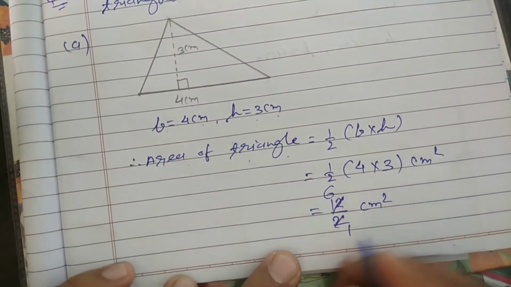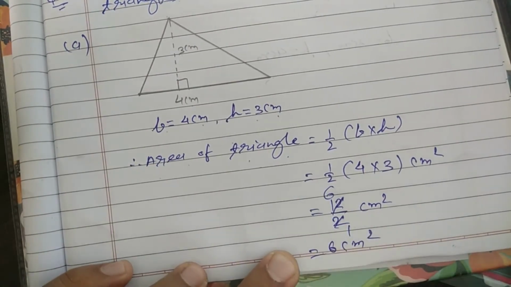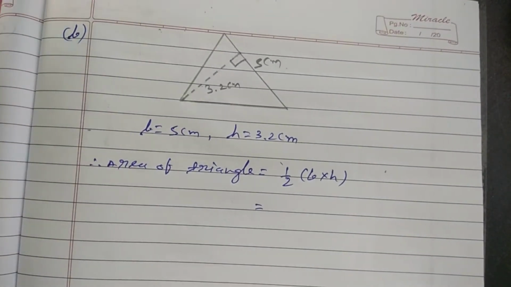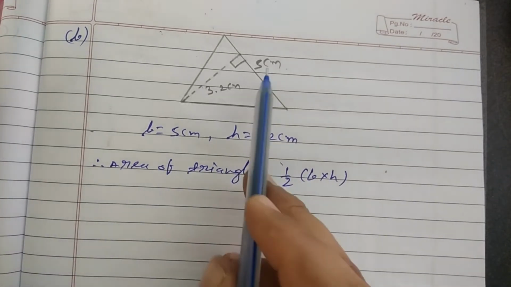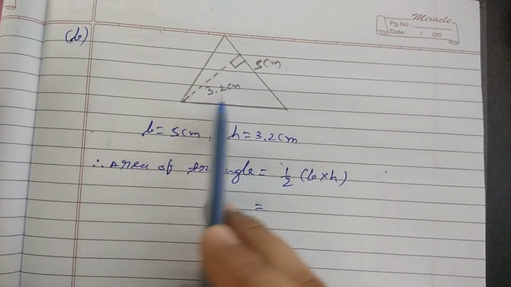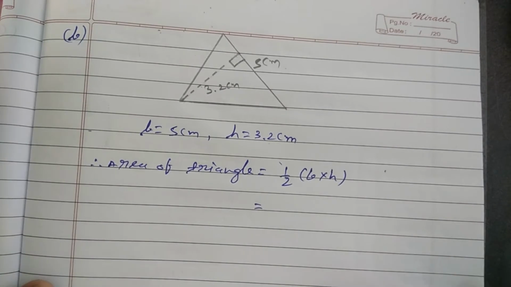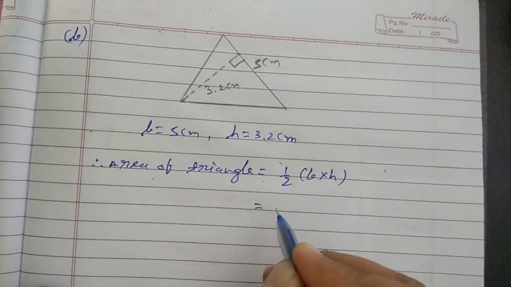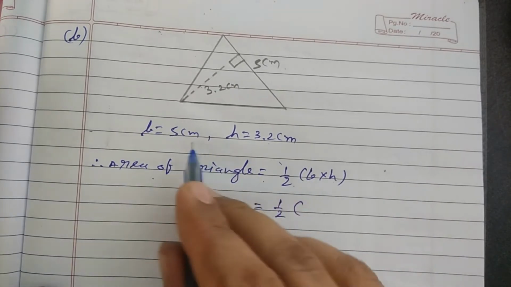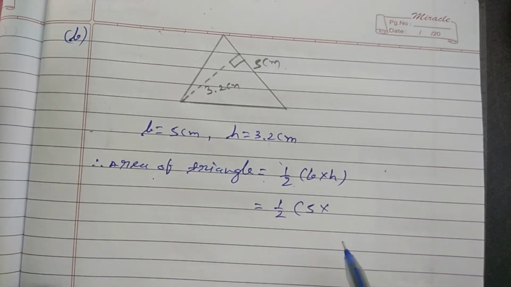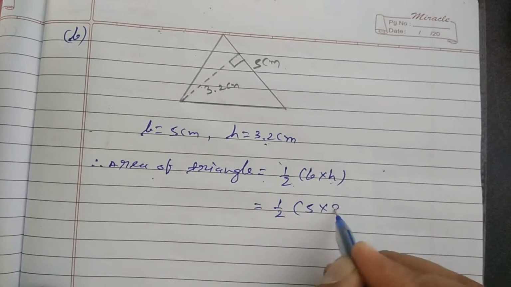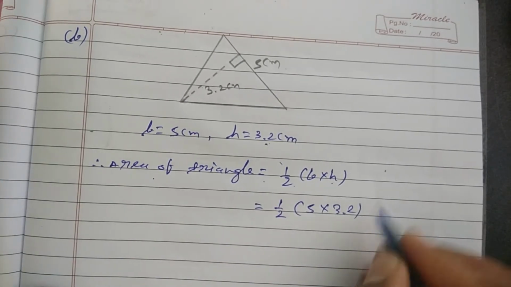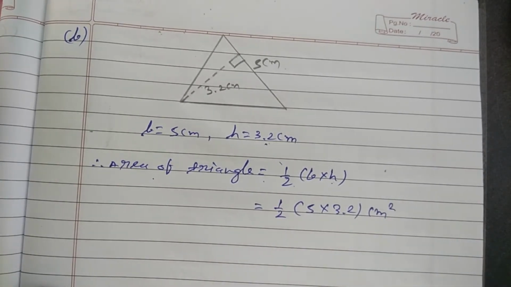So our answer will be 6 centimeter square. Next, sum B. Here base is given 5 centimeter and height is given 3.2 centimeter, and therefore area of triangle is equal to 1/2 base multiplied by height, and that is equal to 1/2 (base is 5 centimeter, so here we will write 5 multiplied by height, that is 3.2), bracket close, and unit will be centimeter square.